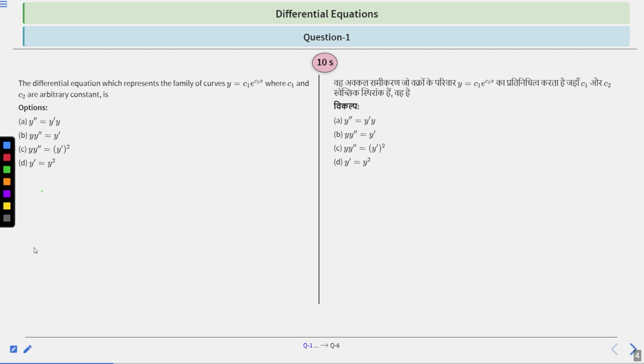So in this way you can try to approach this question. You have 10 seconds to solve or think about this question. After 10 seconds we will discuss the solution.